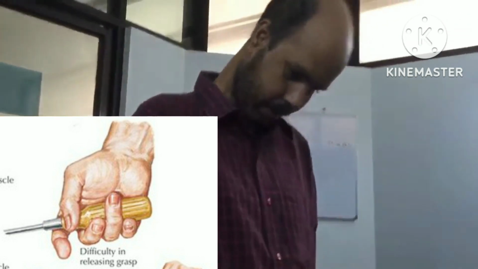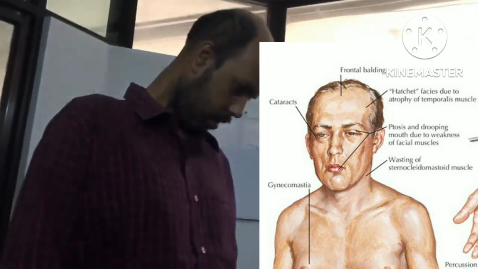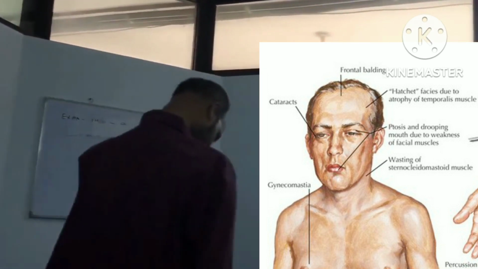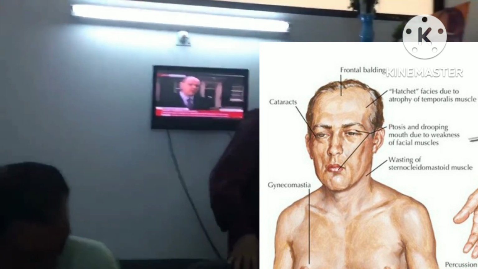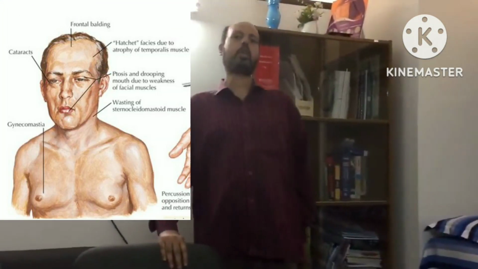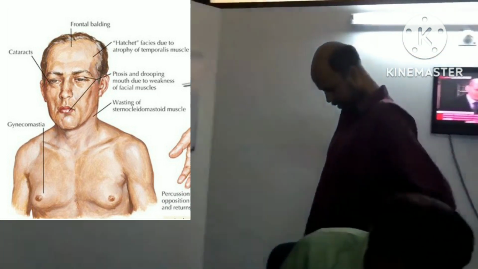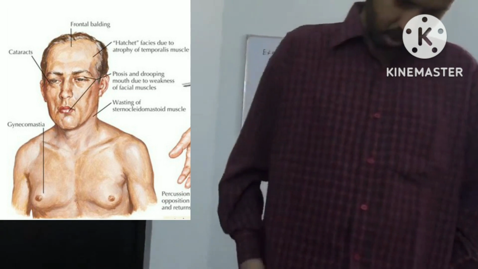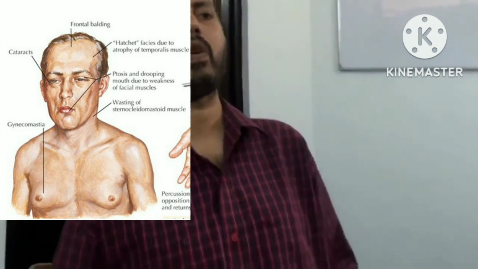Now we'll be discussing the different features. The features we see here are frontal balding, which we can see in this patient and also in the picture. Then there are cataracts, atrophy of the temporalis muscle, ptosis, drooping of the mouth, wasting of the sternocleidomastoid, and gynecomastia. These are actually the weakening of the facial muscles, which we can clearly see in this patient. So this was all about the clinical features of myotonic dystrophy.